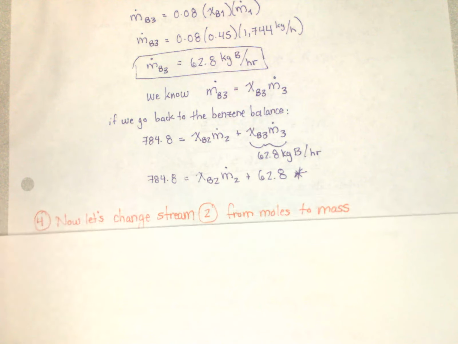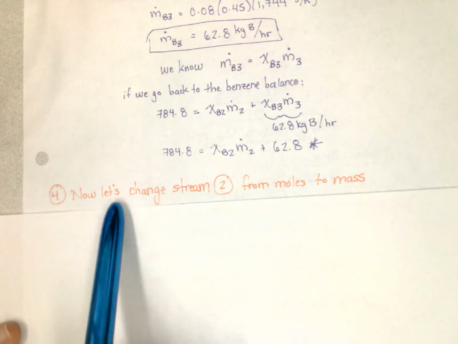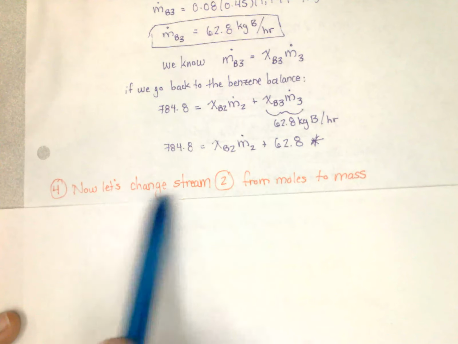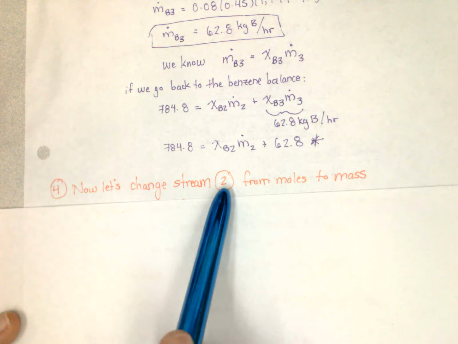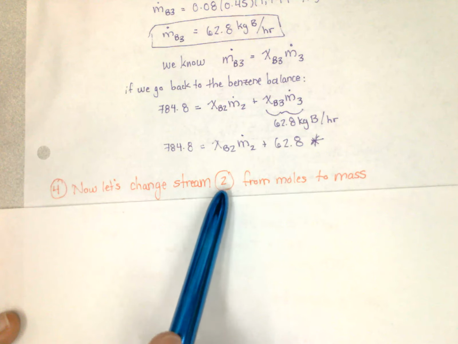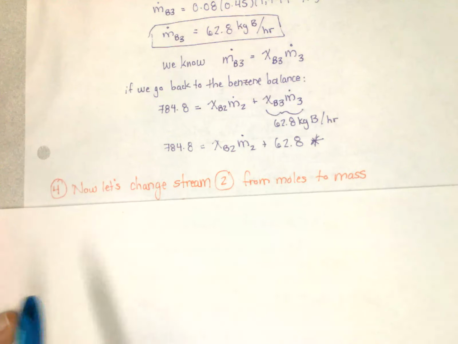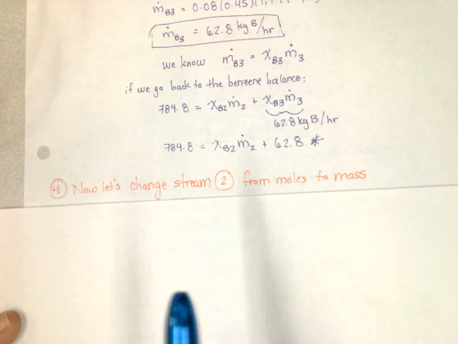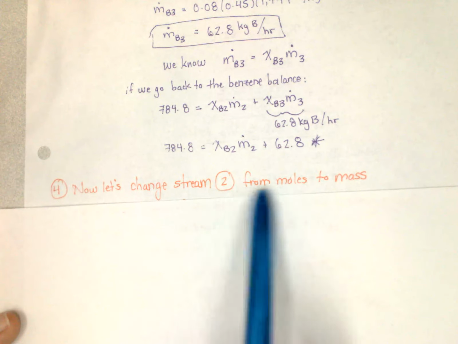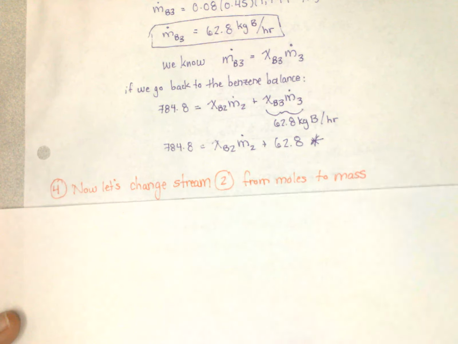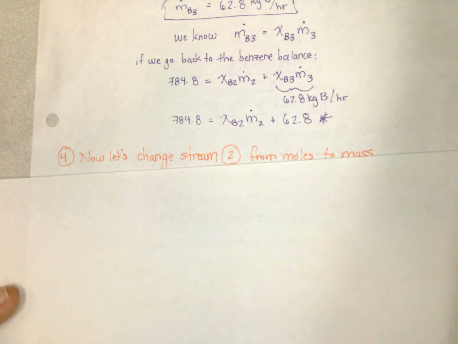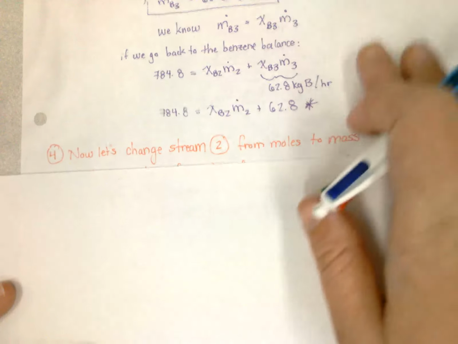All right. Now, one of the things that we have to be careful about is that we have moles in stream 2, but we don't have mass. And we have mass in stream 1. And everything in the problem is asking for mass. So we need to change what's going on in stream 2 from moles to mass. So this is where it gets important to think about your basis of calculation.